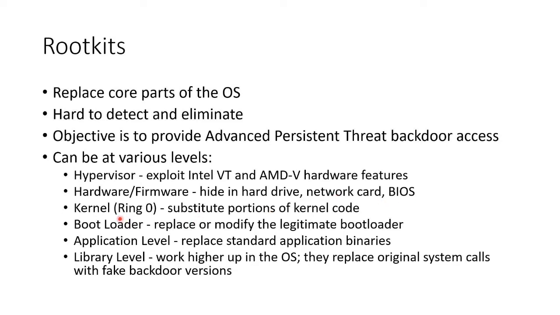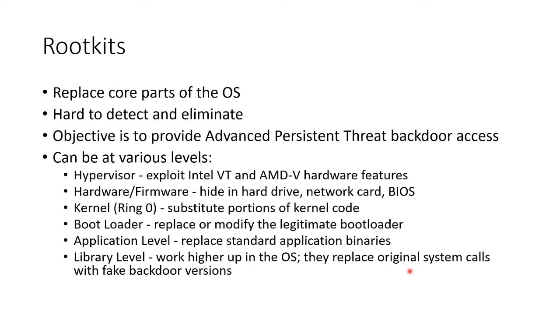They could be in the kernel, in ring 0. They could substitute portions of kernel code. They could be in the bootloader. They could replace or modify the legitimate bootloader. The bootloader is the thing that boots up the operating system. It's basically startup files. They could be at the application level, replacing standard binaries or parts of code of an application. They could be at the library level, so they work higher up in the OS.